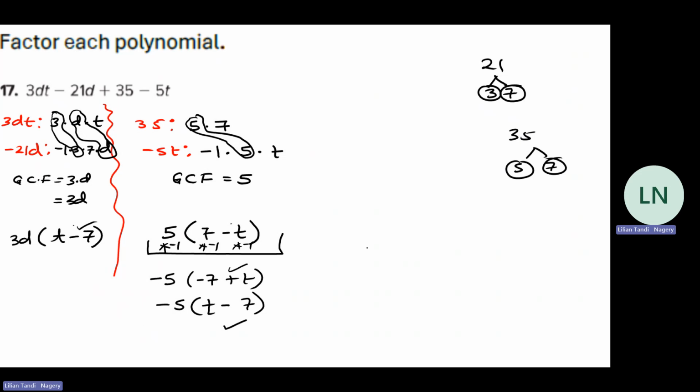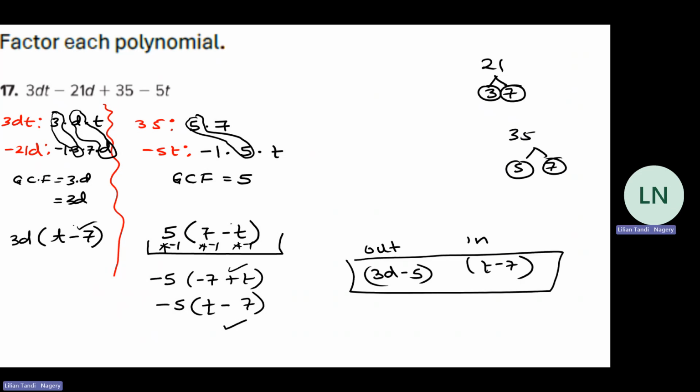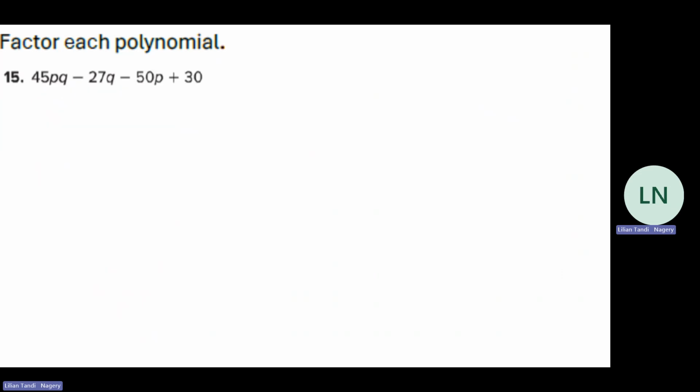Now, let's write our outside. Our outside is 3d minus 5. Our inside is t minus 7. And you box your answer. Okay? So that's how you solve that.